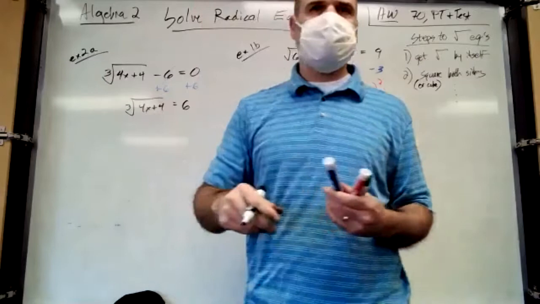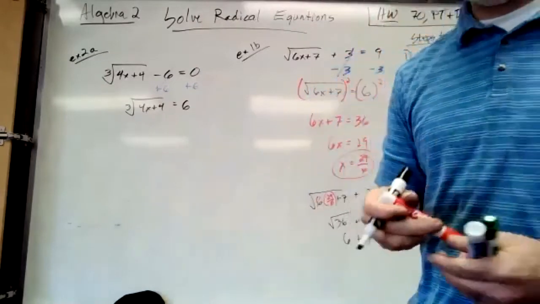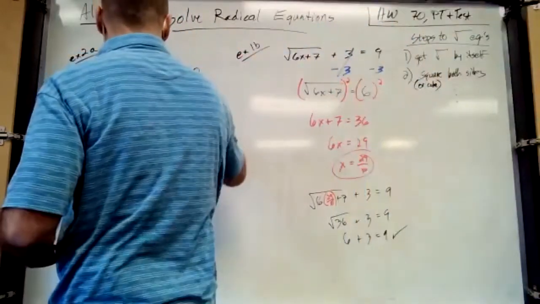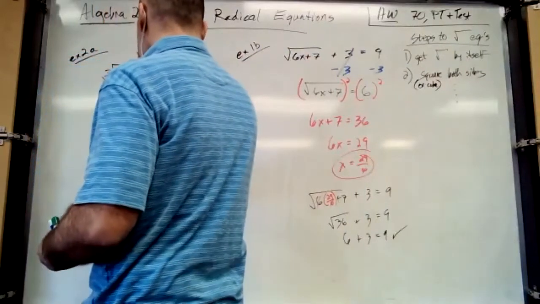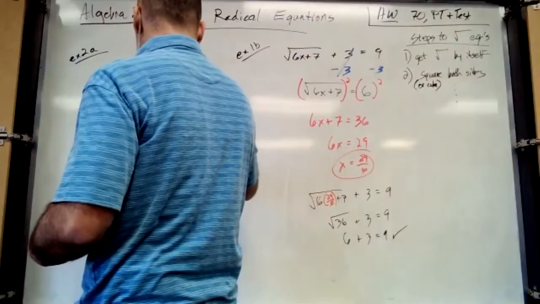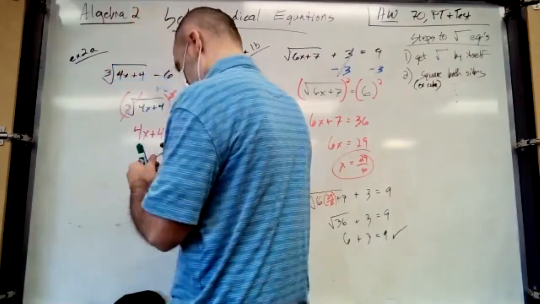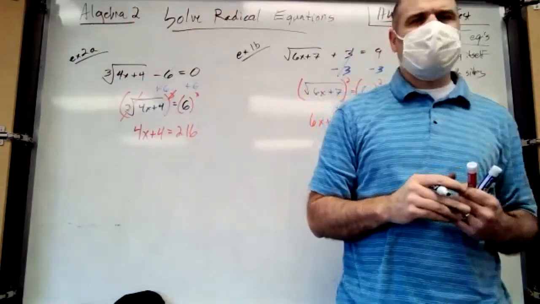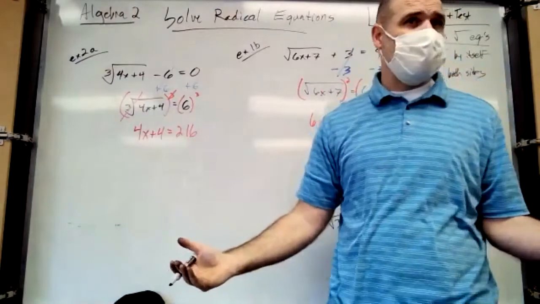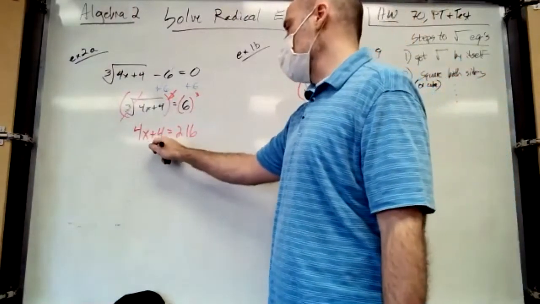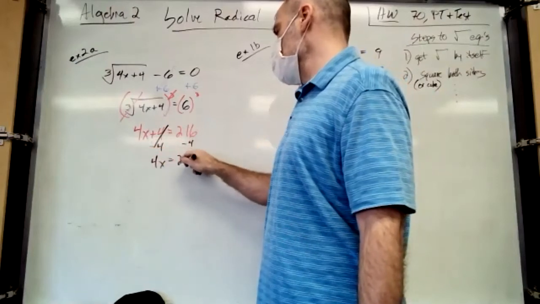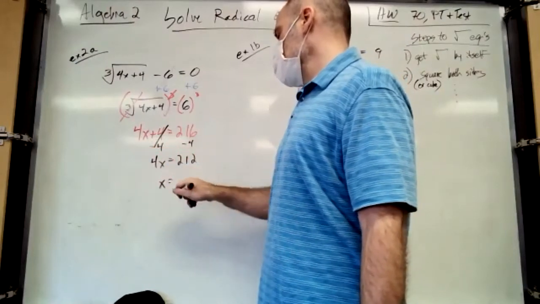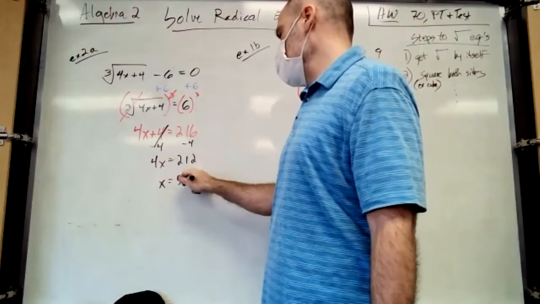Now what? Cube both sides, right? Cubing both sides gets rid of that cubic radical. So you get 4x plus 4 equals 216. Now we just solve it, right? Now it's just a nice friendly equation. 4x equals 212. Divide by 4, and you get 53.